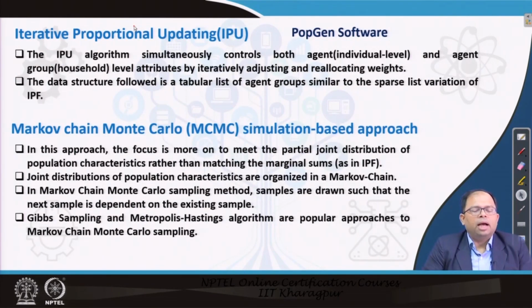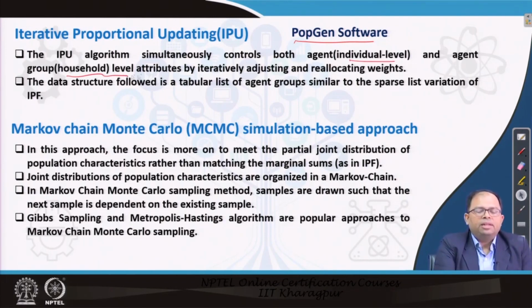There is another method called iterative proportional updating, IPU, which is a variant of iterative proportional fitting, which is used in the PopGen software, where the IPU algorithm simultaneously controls both agent, that is individual level, and agent group, that is household level attributes, by iteratively adjusting and reallocating the weights. So, I told you earlier that both individuals as well as households could be simultaneously adjusted in a fitting exercise, where we can change their weights, based on the selection of a particular household or particular individuals from that household.